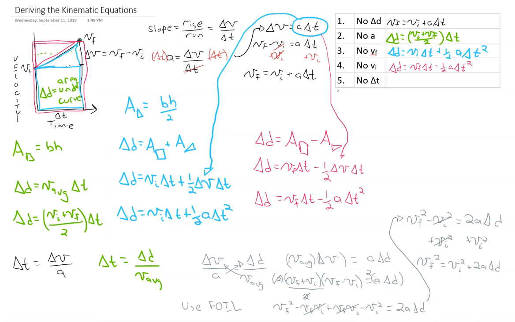And this equation has no time, so those are my 5 kinematic equations. And we derived those all from just a straight up velocity time graph where I start at an initial speed and at a final one. All right, that's it. Watch this as many times as needed so that you understand it, and good luck.